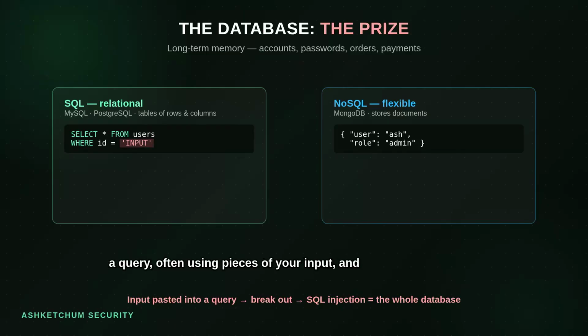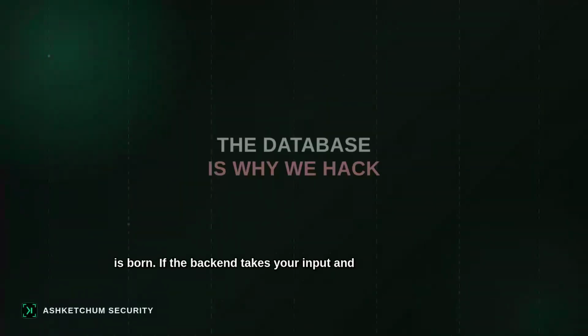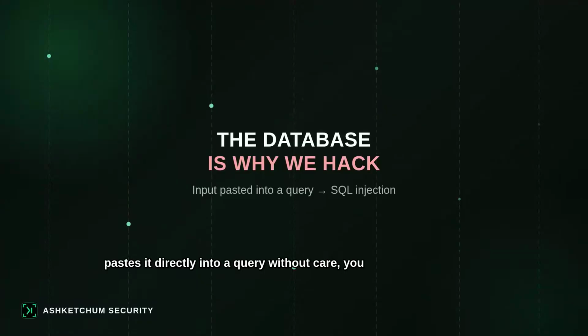The backend builds a query, often using pieces of your input, and asks the database to run it. And that's exactly where one of the most famous vulnerabilities in history is born. If the backend takes your input and pastes it directly into a query without care, you can break out of the data and inject your own commands. That's SQL injection, and it can hand an attacker the entire database. The database is why we hack. Almost every attack path, sooner or later, is trying to reach the data in here.